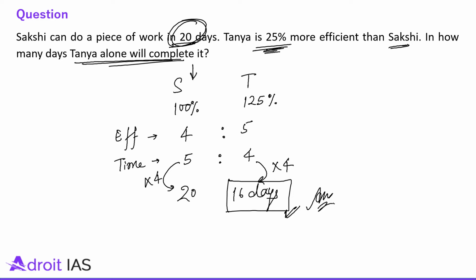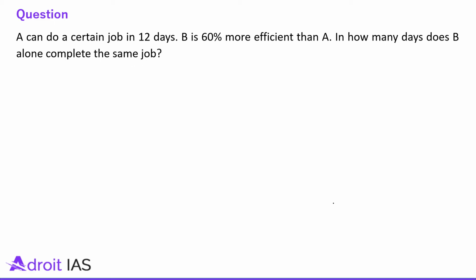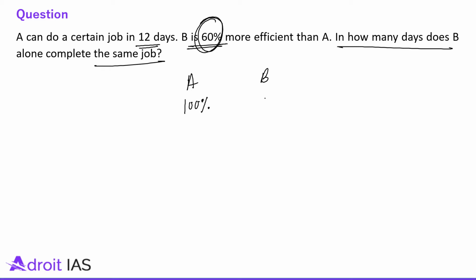Now let's talk about another question. A can do a certain job in 12 days. B is 60% more efficient than A. In how many days does B alone complete the same job? Okay, A and B. B is 60% more efficient. Assume A as 100%. So B is 60% more efficient than A.